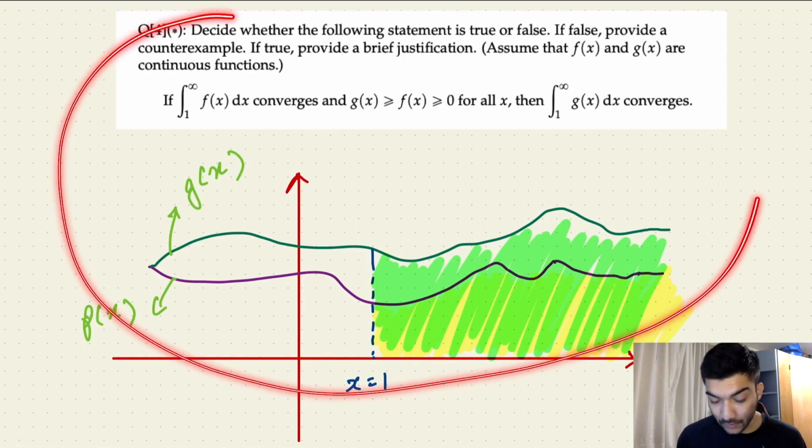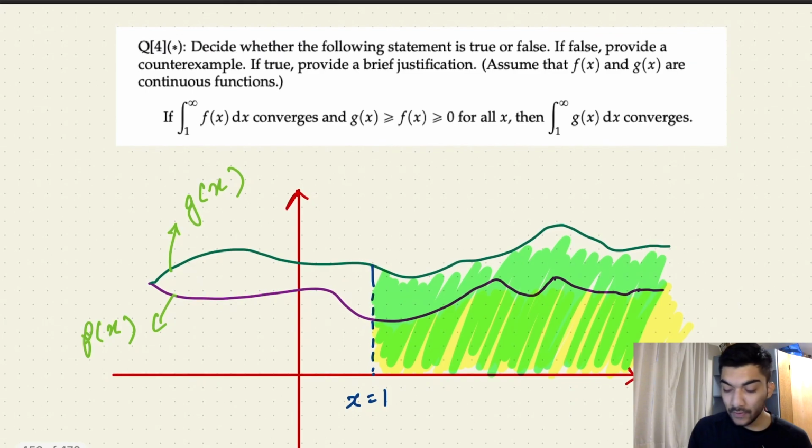So that's it for this video. This question was another version of using the comparison test in order to prove or disprove statements.